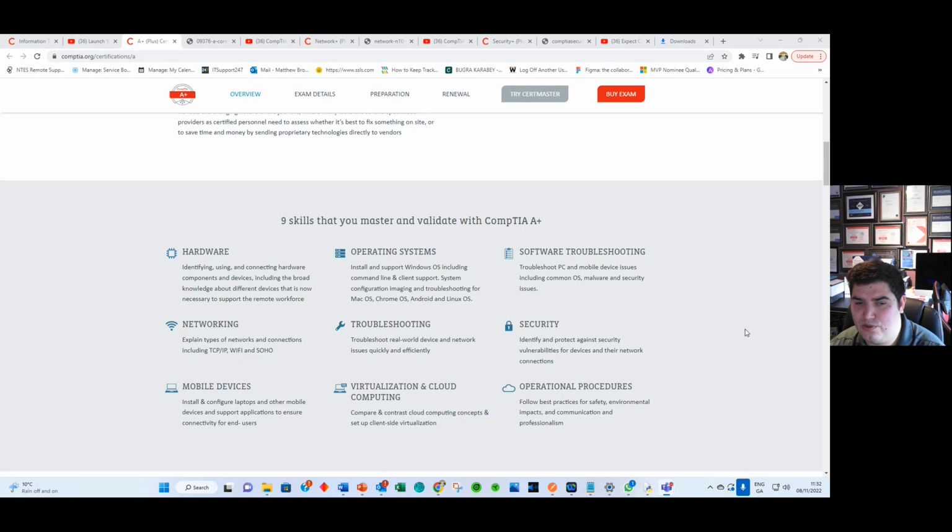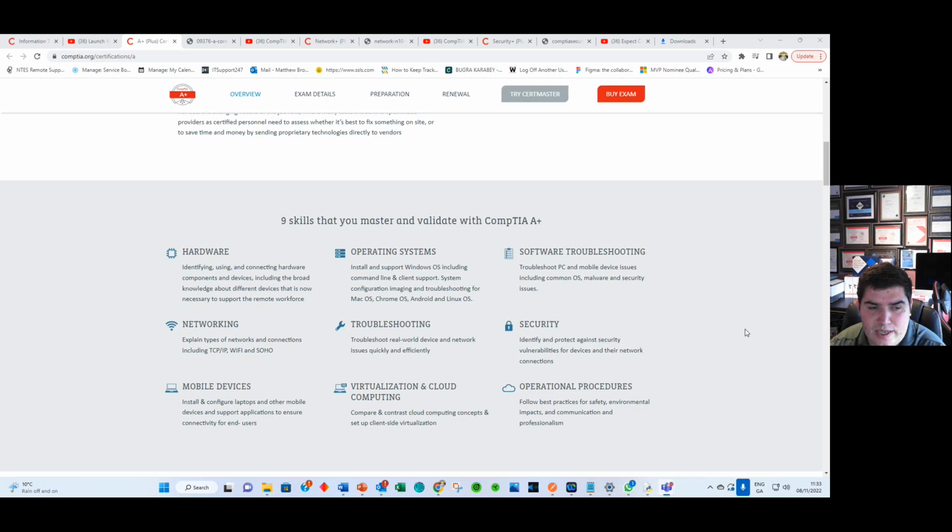Your software troubleshooting is a mile wide and an inch deep. You're going to be looking at how to troubleshoot desktops slash workstations, PC and mobile devices. You're going to be looking at your common OSs for each of them. And you're going to be looking at malware and security prevention for your software troubleshooting.